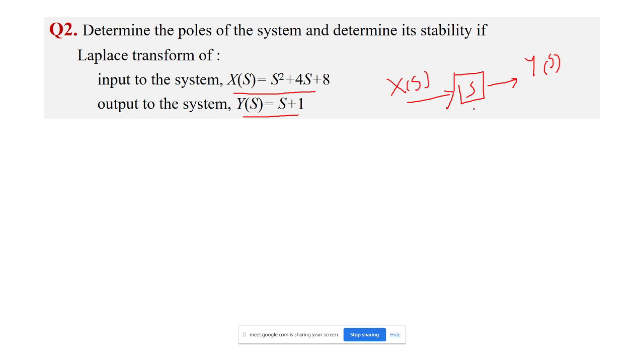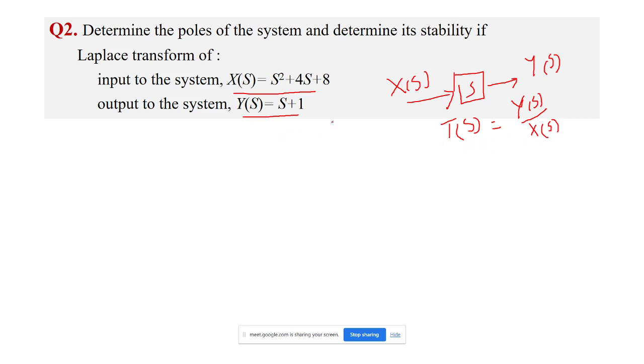So from this itself we can say how to find this. We have to initially find the transfer function, right? The poles are the values of s at which the denominator of the transfer function is equal to 0. So we will find the transfer function of the system. We know the transfer function T of s of a system is equal to y of s by x of s, the Laplace transform of output by Laplace transform of input. So initially we will find T of s.